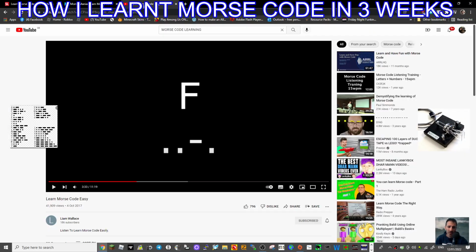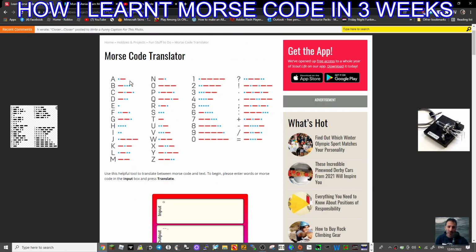Another important one is to learn Morse code without looking at the lines. So find a program where you can just hear it. Like there's a good one here called Learn Morse Code Easy. G. Like so. And then literally just close your eyes and just listen to the letters. And so the other thing is you start to hear patterns and recognize things.